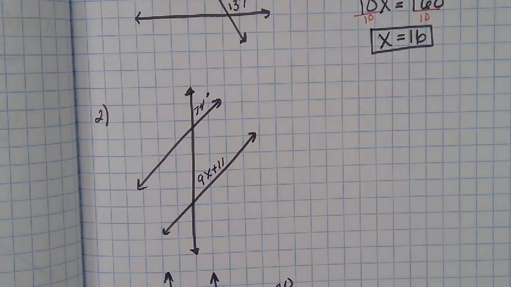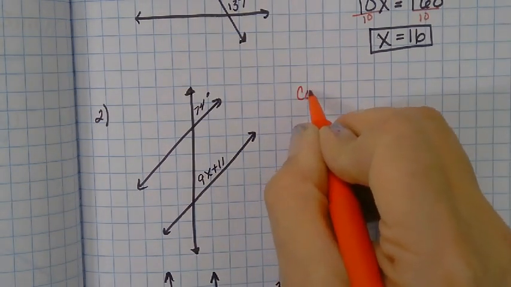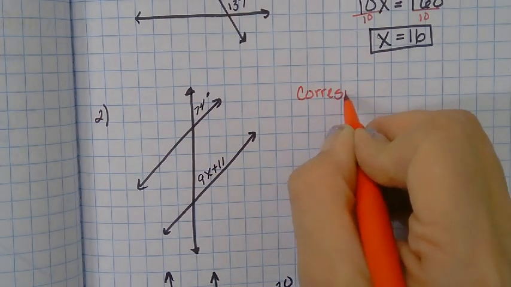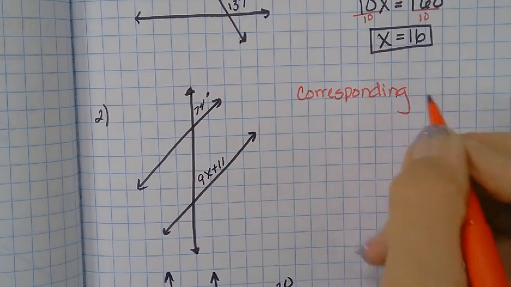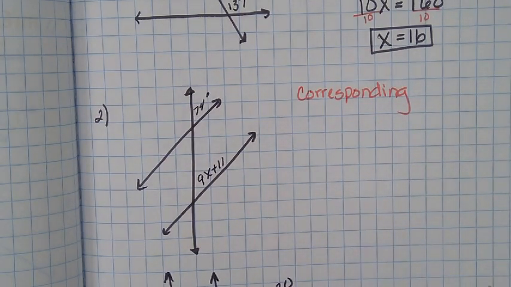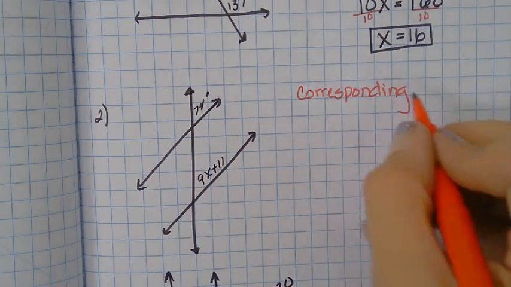So what angle pair are these? Corresponding? And then what do you know about corresponding angles? Are they congruent or do they add to 180? They are congruent.